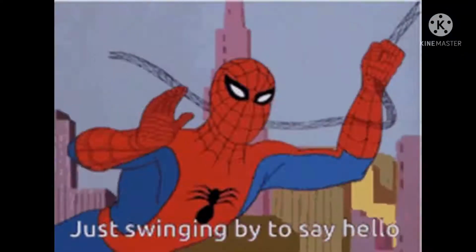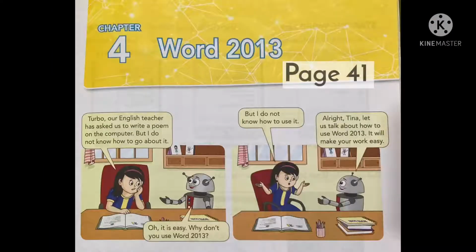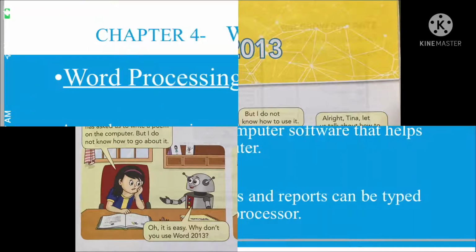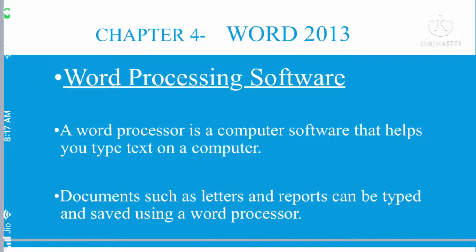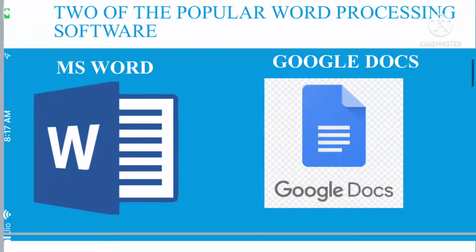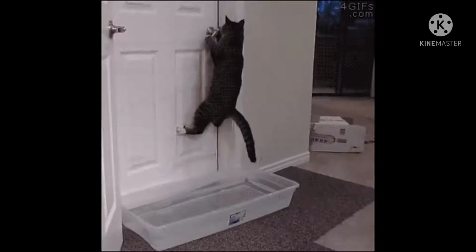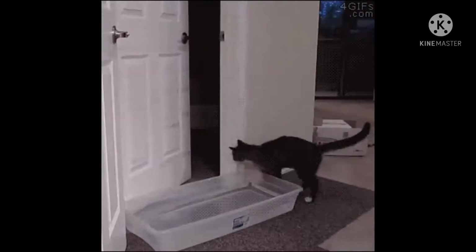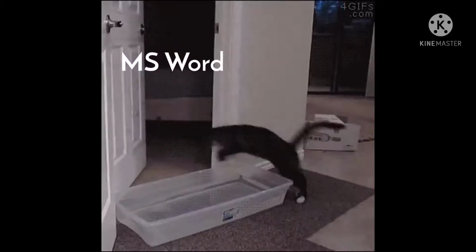Hi everyone. So we're starting with a new chapter on page number 41, which is Word 2013. In our previous classes, we learned that MS Word is a word processing software, which means that it is a software that helps us type text on a computer. Two of the most popular word processing softwares are MS Word and Google Docs. Now let us learn how to open MS Word on our computer.